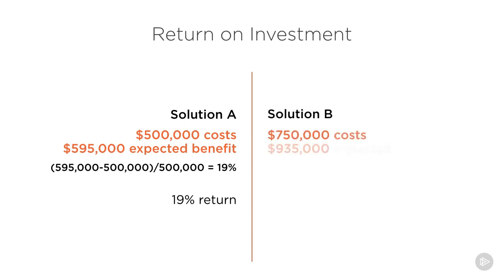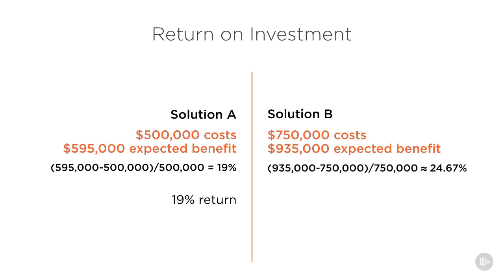Solution B would involve $750,000 in costs, but $935,000 worth of expected benefit. We're spending more here, but we're also receiving more benefit. However, is the ROI higher? Well, when we subtract $750,000 from $935,000, giving us our expected benefit, and then we divide it by our initial investment of $750,000, we arrive at a number of roughly 24.67%, indicating that solution B results in the higher return.